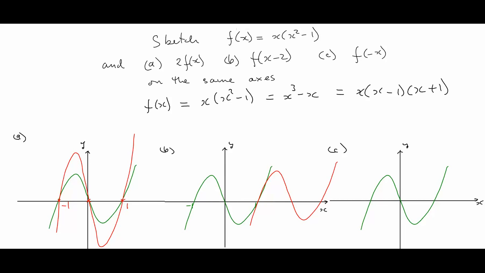So we must indicate the points where it crosses the axes. Minus 1 goes to 1, 0 goes to 2, and 1 goes to 3.